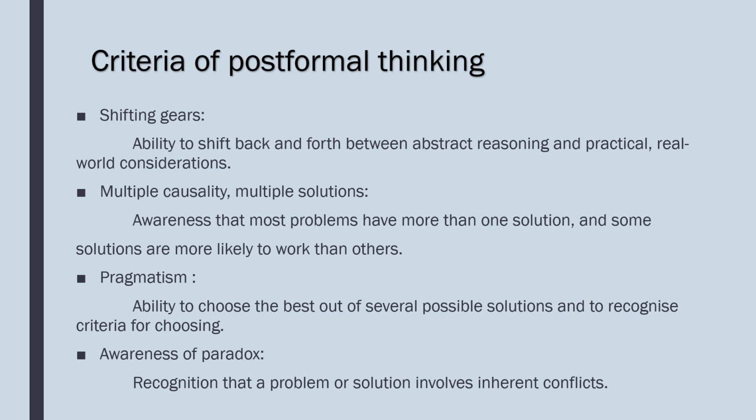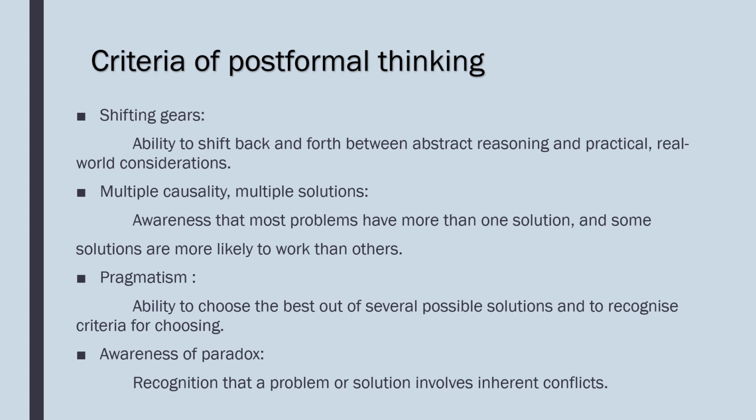The first is shifting gears. That is the ability to shift back and forth between abstract reasoning and practical real-world consideration. That is, when you cannot do something, for example, when you cannot buy a bike, you should be able to come out of it. You should be able to shift yourself from that position to the realistic world consideration. So that is the post-formal thinking ability, shifting of gears.